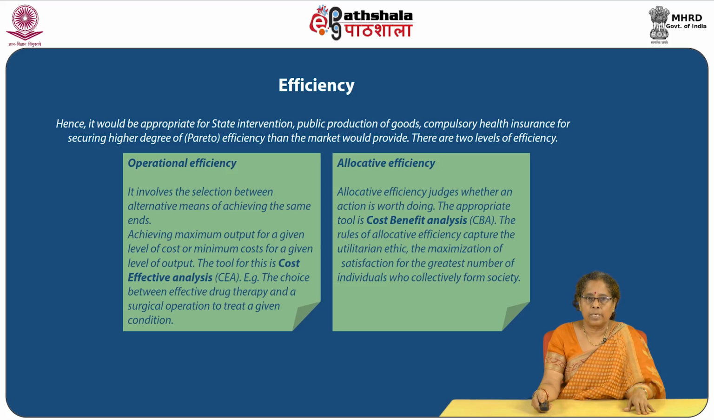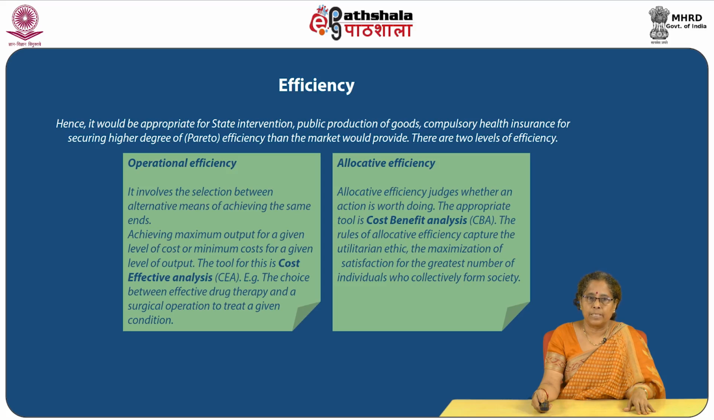There are two levels of efficiency. One is operational efficiency. It involves a selection between alternative means of achieving the same ends: achieving maximum output for a given level of cost or minimum cost for a given level of output. The tool for this is cost effectiveness analysis. Example: the choice between effective drug therapy and a surgical operation to treat a given condition.